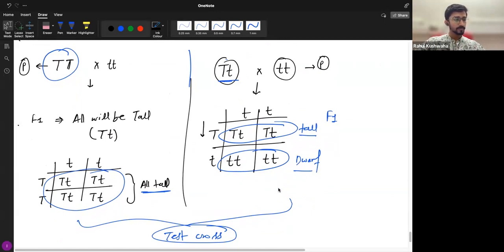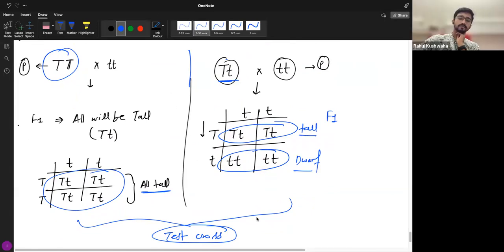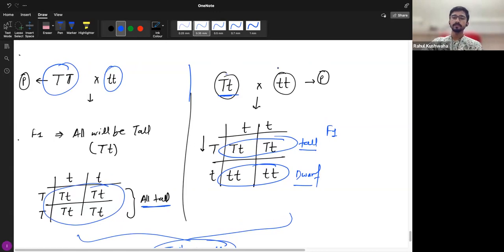Yeah. There are two types of crosses: test cross and a back cross. Right. Test cross is a type of back cross because we are crossing it back with a recessive parent only. This was the parent genotype to begin with.